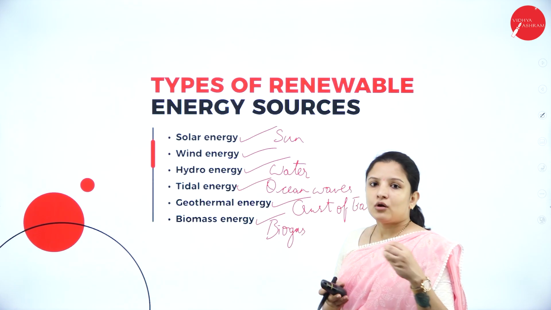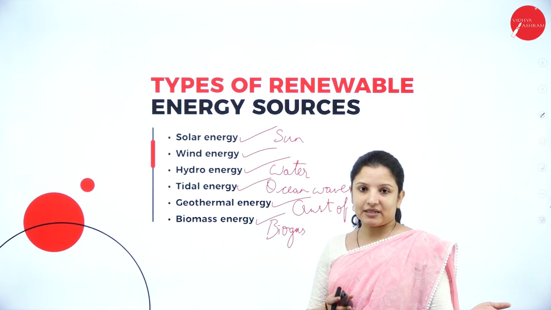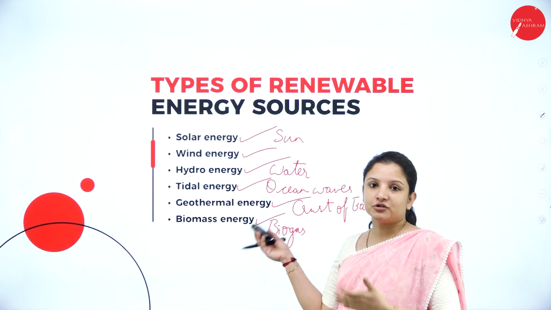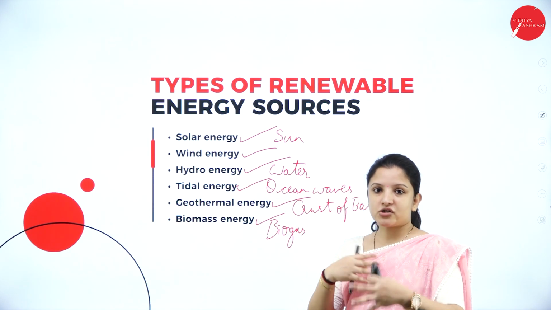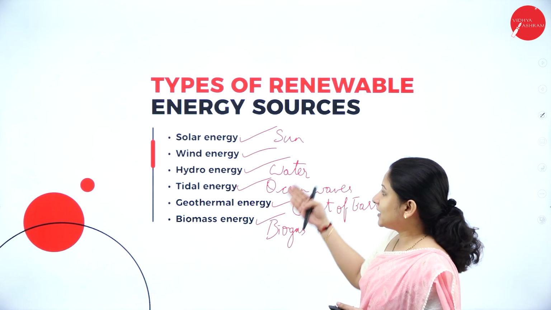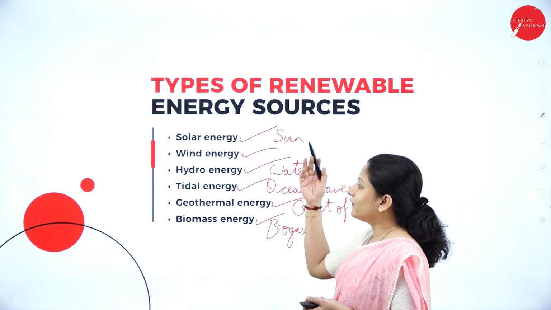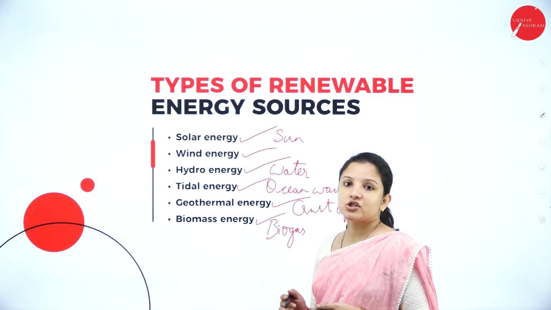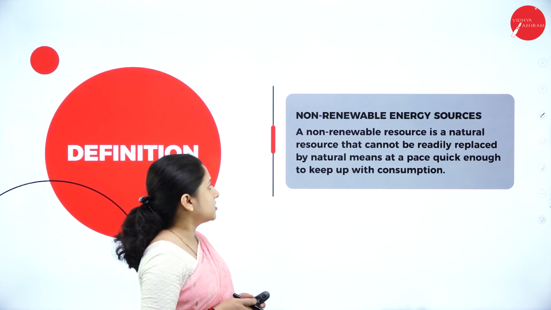So therefore, not very soon will the plants and all that become extinct, because eventually the plants die, the animals die. Therefore, they can be used to produce biomass energy. Because it can be replenished again and again, they have put it under the renewable energy resources. So these are the different types or examples of renewable energy resources: solar energy, wind energy, hydro energy, tidal energy, geothermal energy, and biomass energy.